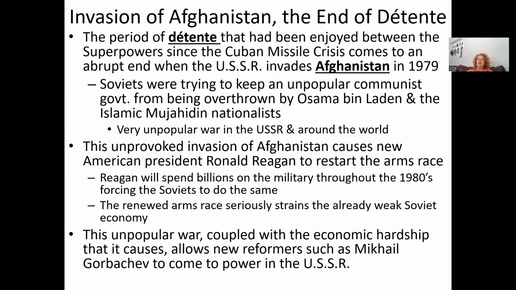So I mentioned the invasion of Afghanistan. So this was in your book. It's one of the questions if you haven't finished all of your homework yet. It was in 1979. It came between this period of détente.